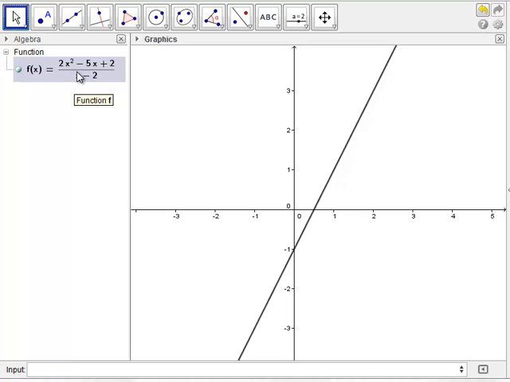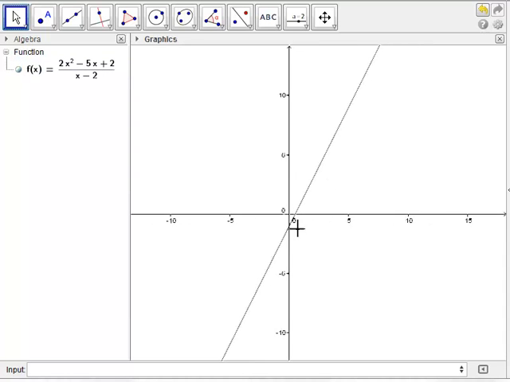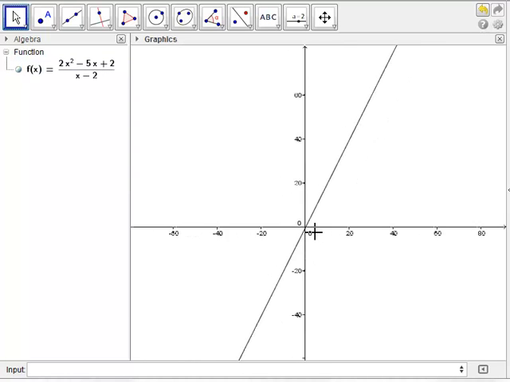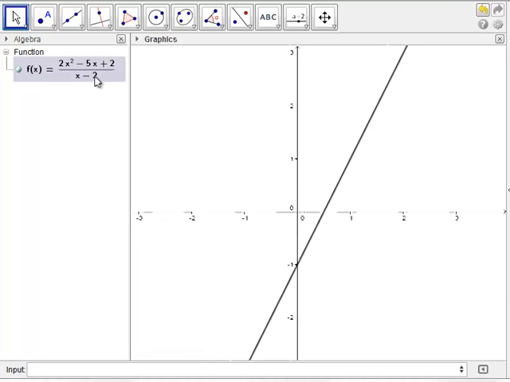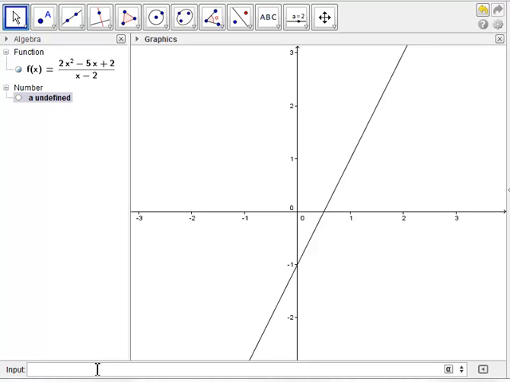Okay, I've entered the function in the input bar, and here it is. And notice the graph, at least at this scale, looks linear, and as I go out, it still looks linear. So it looks like we have the equation of a straight line, but is it? Notice there's a problem when x equals 2. So let's plot f of 2, and notice it's undefined. So here's a function that does not have a value at x equals 2 because 2 minus 2 is 0, and you can't divide by 0.